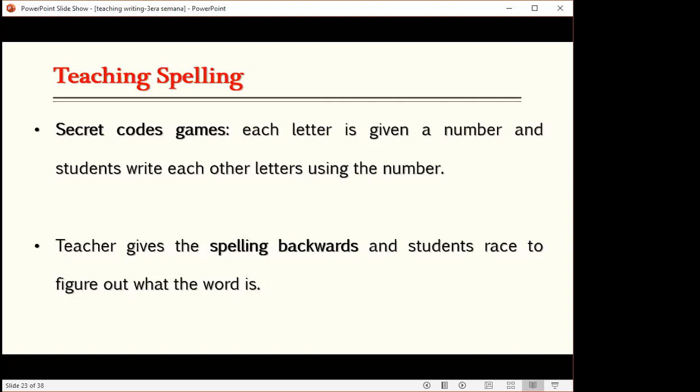So they are going to identify the letters, how you write the words, but you also use the numbers. And they are going to recognize them. That's why it says secret codes.